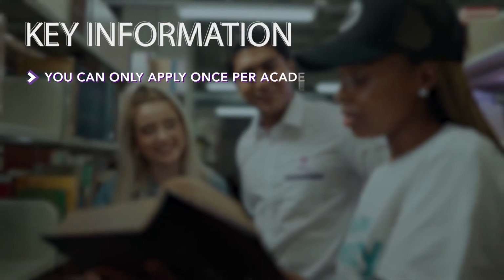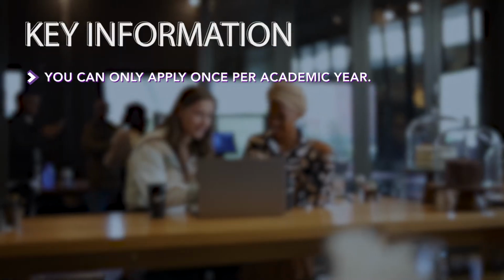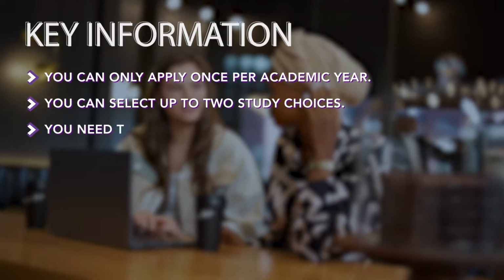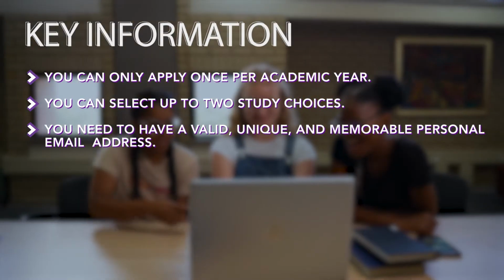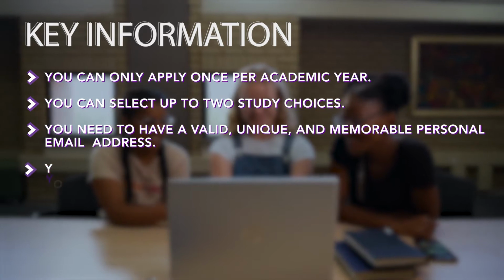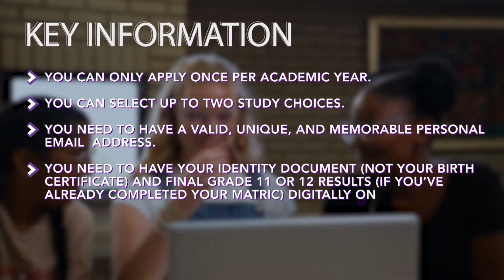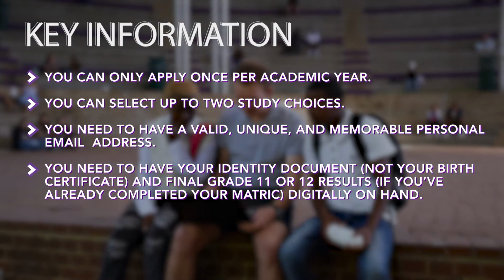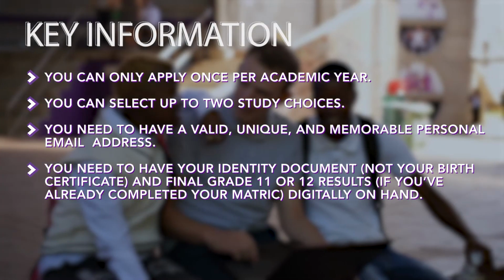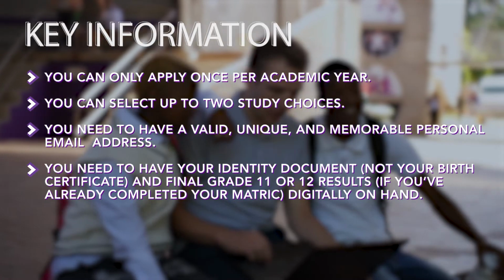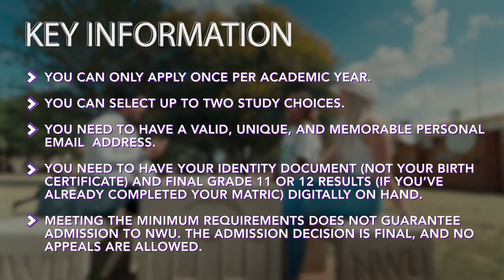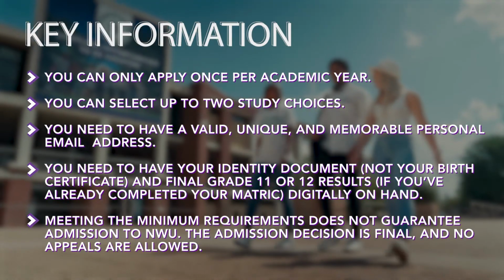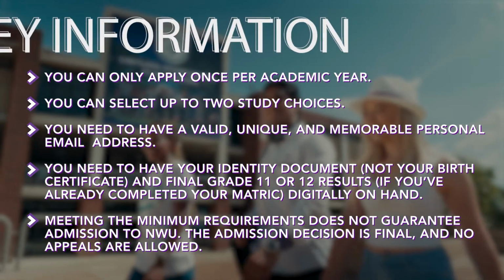You can only apply once per academic year. You can select up to 2 study choices. You need to have a valid, unique and memorable email address. You need to have your identity document, not your birth certificate, and final grade 11 or 12 results if you've already completed your matric digitally on hand. Meeting the minimum requirements does not guarantee admission to NWU. The admission decision is final and no appeals are allowed.